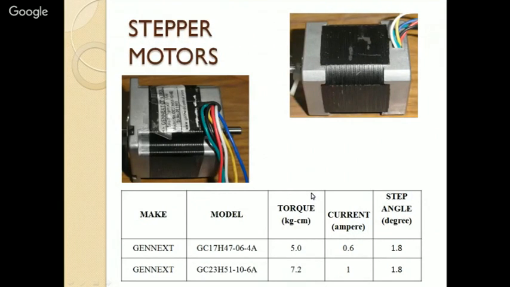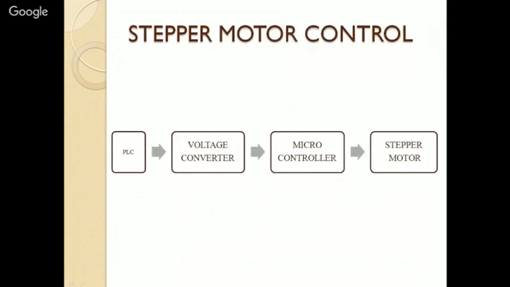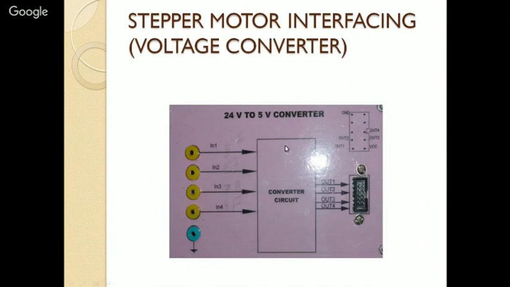These are the stepper motors. From PLC, the output was given to the driver circuit. On the driver circuit, there was a microcontroller which would give the pulse to the stepper motor for driving. This is basically a voltage converter, because the output of this particular PLC is 24 volt. So a circuit was required to step down 24 volt to 5 volt, because the microcontroller will take 5 volt.